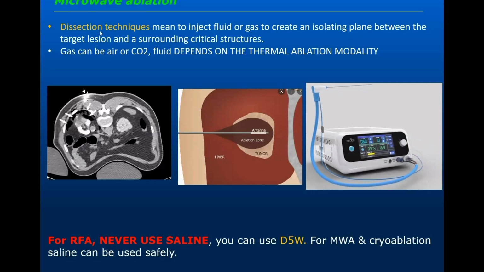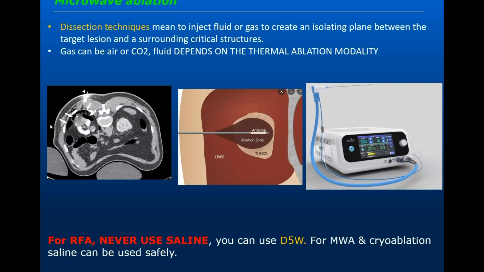And this is where the dissection techniques come. So what we do is basically we go in and try to inject the fluid or gas so that we create an isolating plane, try to push the critical structures away from the ablation zone so that we do not destroy the tissue.